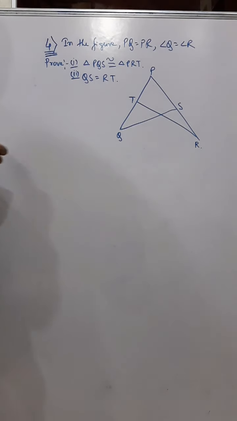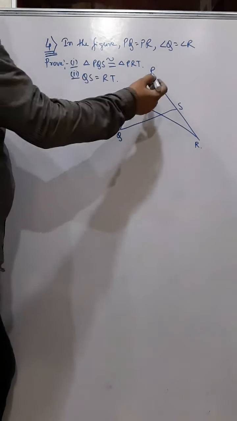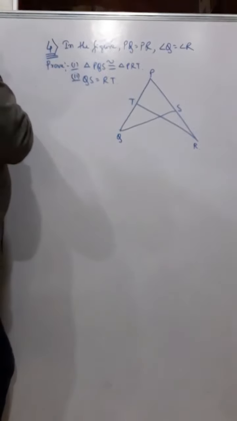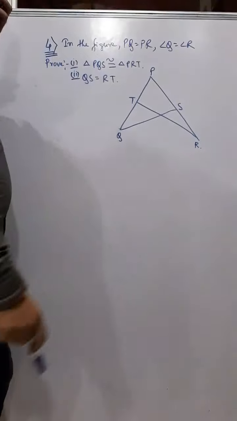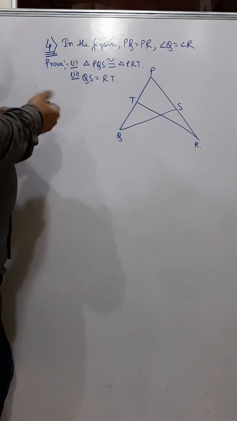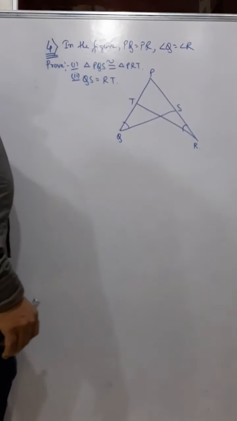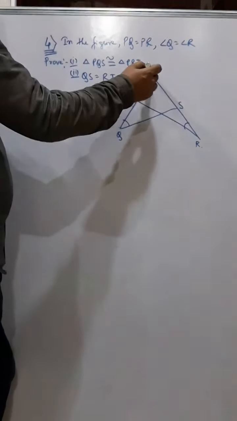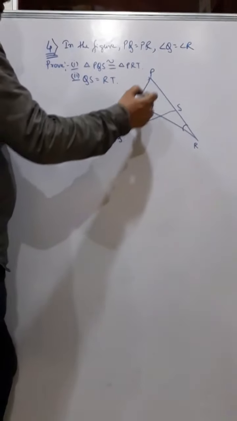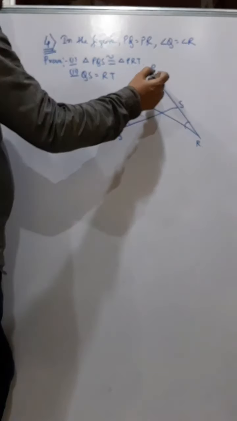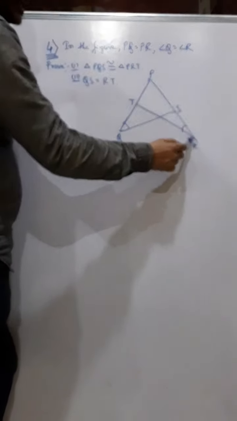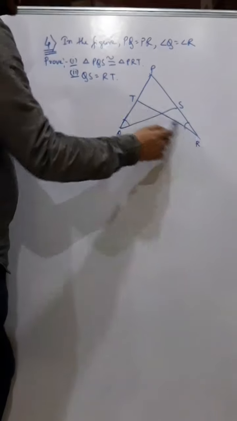Okay. In this sum, in this figure it's given PQ equals PR. Then they also told that angle Q is equal to angle R, and we have to prove triangle PQS is congruent to triangle PRT.